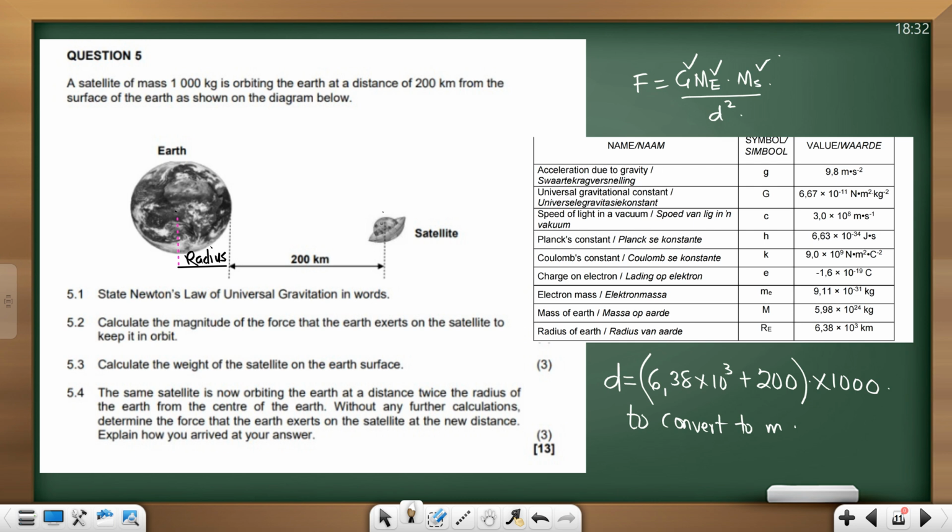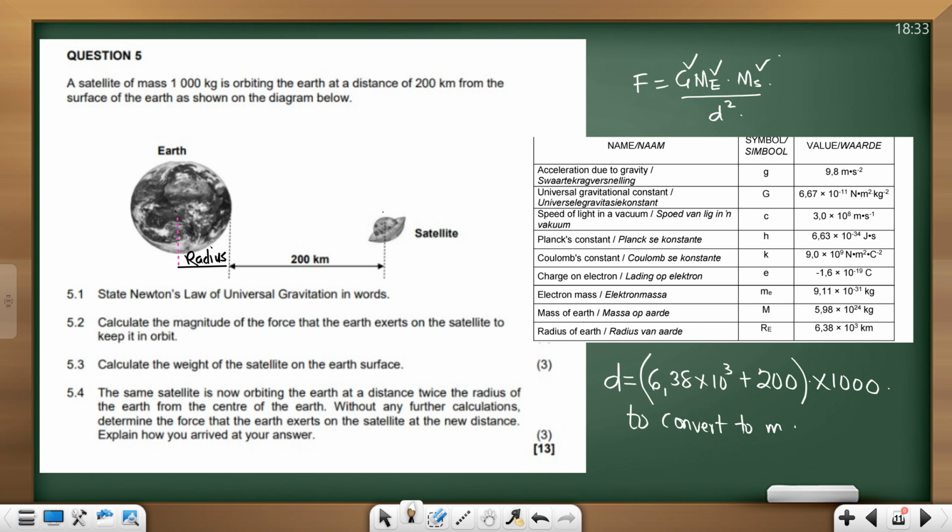Sweet. All right. Calculate the weight of the satellite on the Earth's surface. We know how to calculate the weight, right? It's m times g. You have your m and you have the g. The same satellite is now orbiting the Earth at a distance twice the radius of the Earth from the center of the Earth. Without any further calculations, determine the force that the Earth exerts at the new distance.